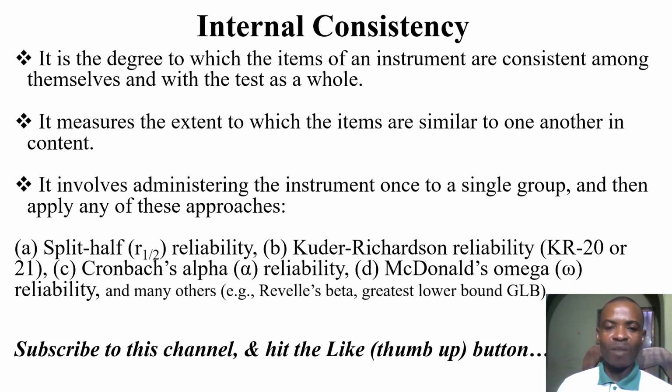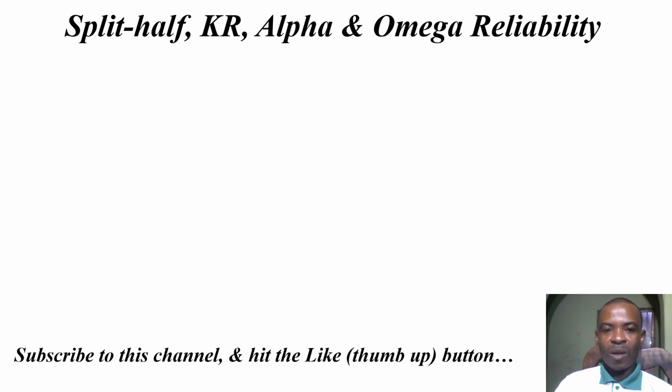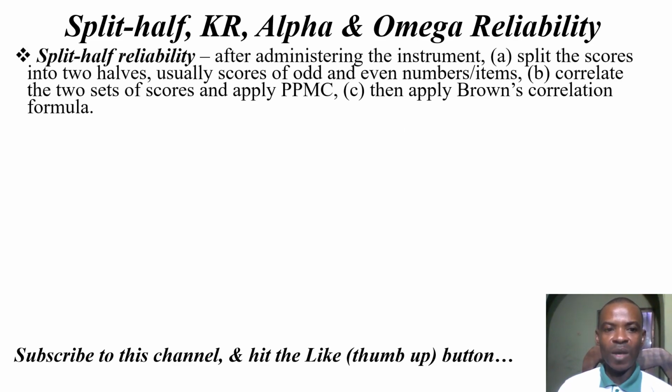There are very many types of reliability that can be applied to measure internal consistency. Just to mention a few of them, Revelle's beta approach can be used, or the greatest lower bound approach can be used to establish internal consistency of an instrument. All right, having seen the list of the approaches we can use to measure internal consistency, let's briefly discuss a few of them here.